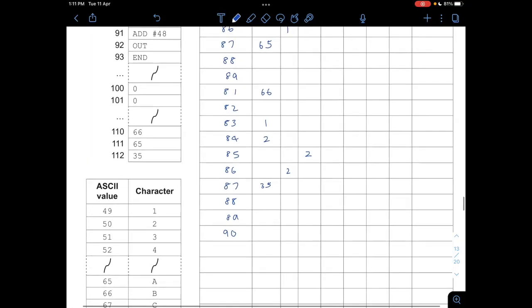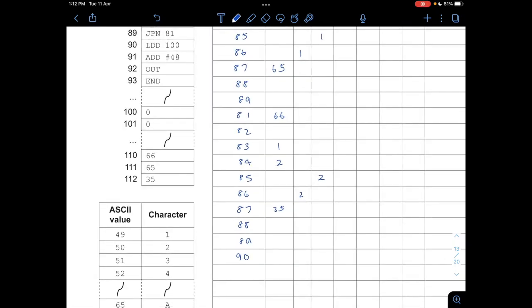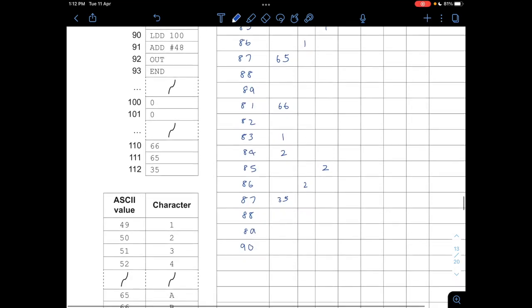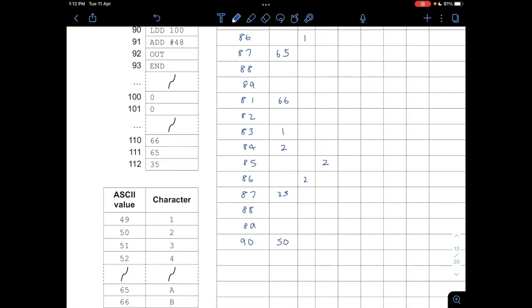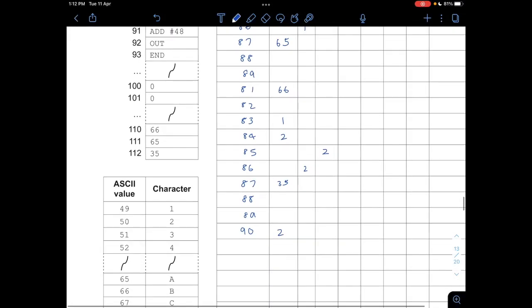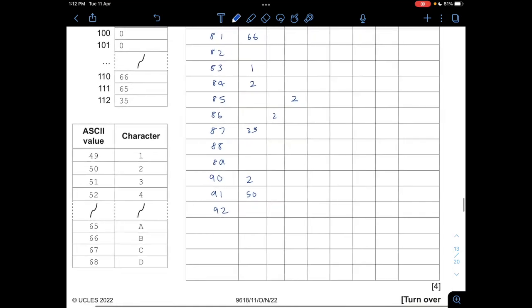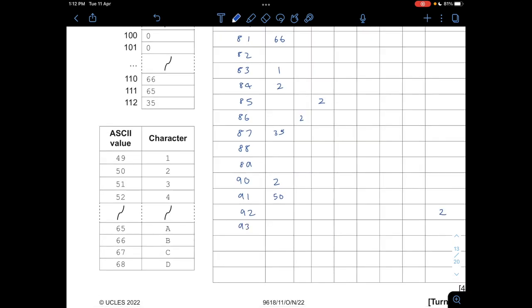So LDD 100 would be 2, so this would be 2. This is direct addressing, so we just take the number from 100 and we put it into the accumulator. 91 will be to add number 48, so this will get 50, and 92 will be to output the number. The number is basically 2, so we can output it on the right hand side, so this will give us 2, and then 93 is end. Yep, so there you go, there it is.